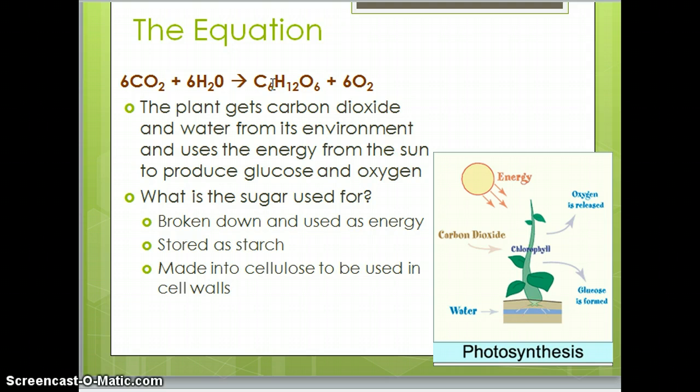The first is that the plant can break the sugar down to use as energy. Secondly, the plant could store the sugar to use as energy later, and the stored form of sugar is called starch. When you eat a potato, you're eating the part of the plant where it has a lot of stored sugar, it's starch. Finally, the sugar can be used to make cell walls that surround plant cells. Cell walls provide the plants with support.